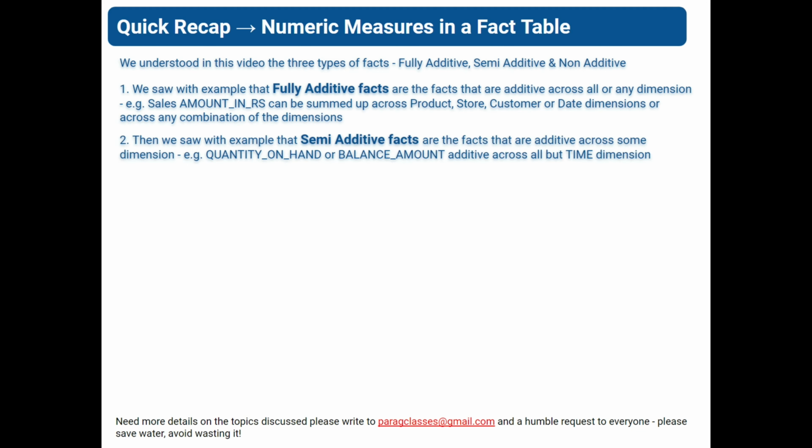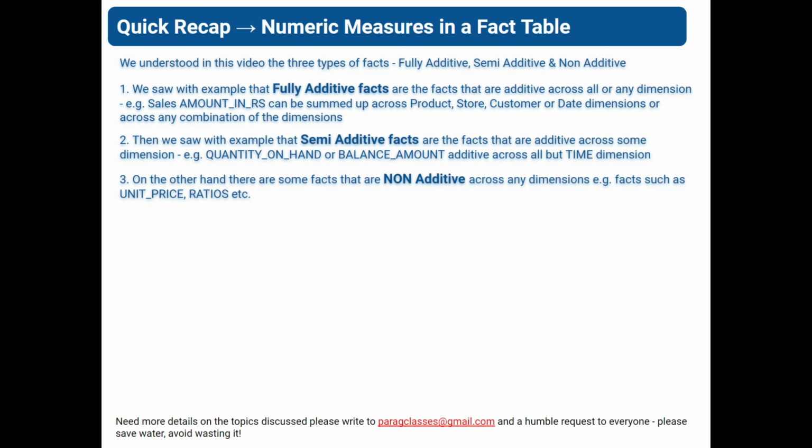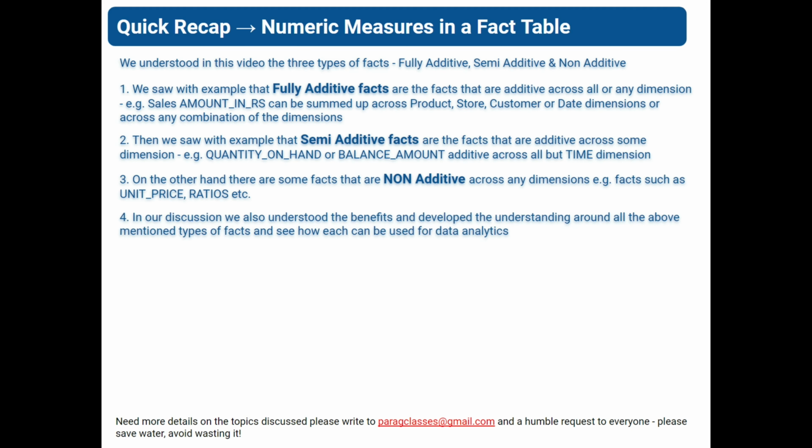Then we saw with an example that semi-additive facts are the facts that are additive across some dimensions, but not all. Example, quantity on hand or balance amount are additive across all but time dimension. Then we saw, on the other hand, there are some facts that are non-additive across any dimensions, facts such as unit price or ratios, etc. In our discussion, we also understood the benefits and developed the understanding around all the above mentioned types of facts and saw how each can be used for data analytics.